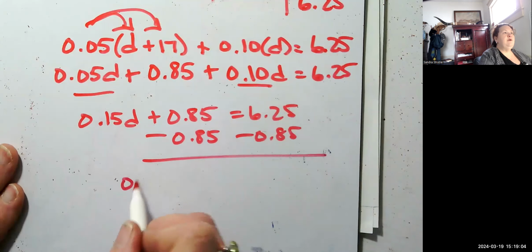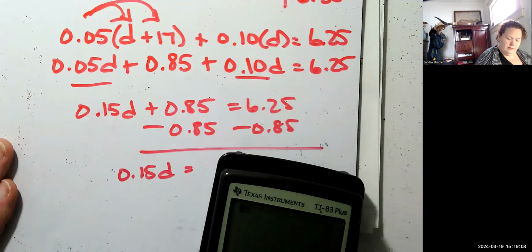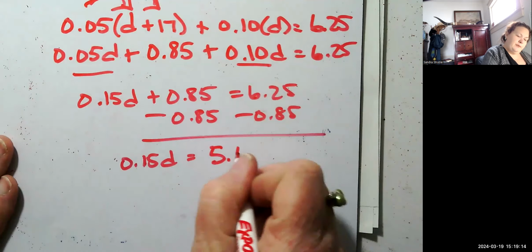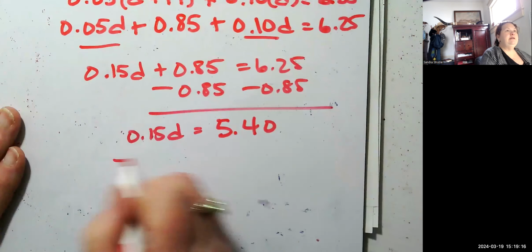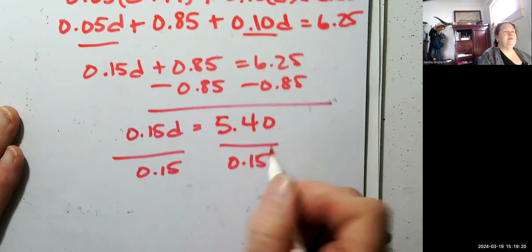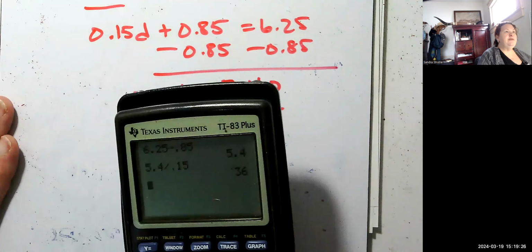we get 0.15D equals 5.40. And last but not least, divide both sides by 0.15. And we get 36.